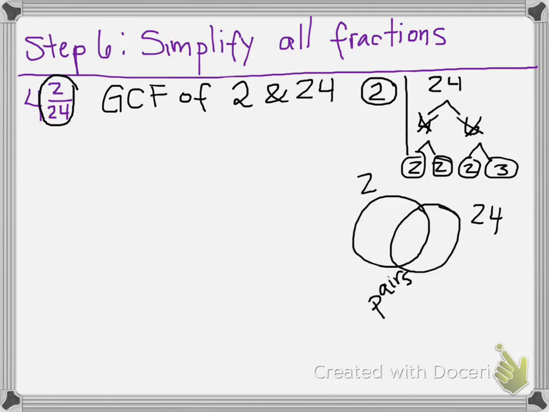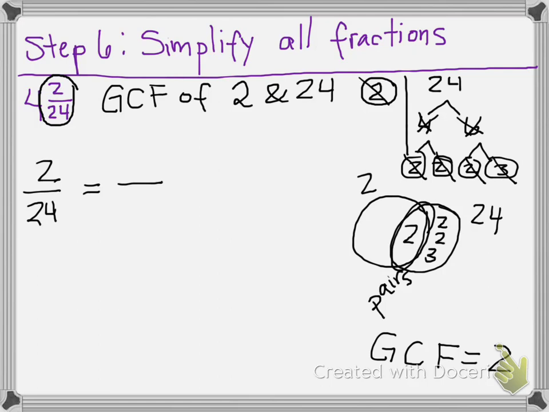I make my Venn diagram, my factors of 2 on the left, my factors of 24 on the right, my pairs in the middle, and everything that's going to go in the Venn diagram is going to be a prime number. I have a pair of 2's, so I put a 2 in the center. And then I have a 2 and a 3 left over on the side of the 24, nothing left over on my 2's. And I'm going to remember that to find the GCF, I multiply everything in the middle. In this case, we only have a 2. So the GCF of 2 and 24 is 2.